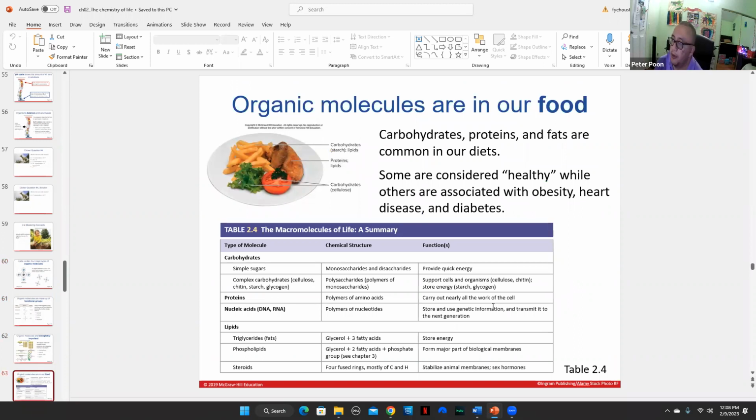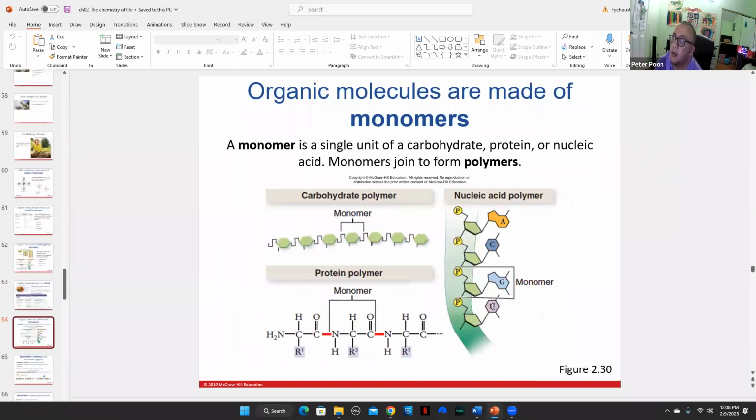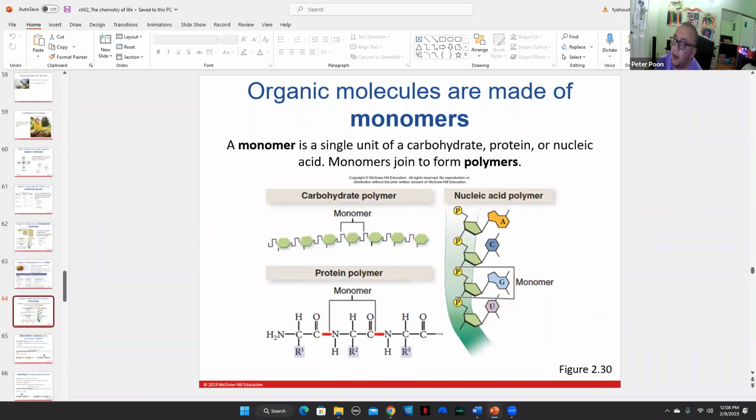So let's talk about what organic molecules are made out of. Organic molecules are usually made out of something called a monomer. Mono means 1, and mer means unit. So monomer, single unit; polymer, multiple units. We take monomers and string them together into a polymer, and we do this with carbohydrates, proteins, and nucleic acids.